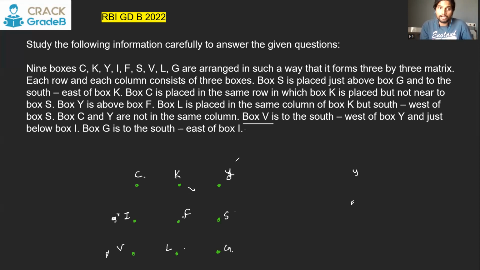Y is above F, fine. L is in the same column as K, but southwest of S. Southwest of S, yes. C and Y are not in the same column, they are in the same row. B is to the southwest of Y, yes. And just below I, yes. And G is to the southeast of I. G is southeast of I, yes. So everything is falling into place. That means this is the position. Let's answer the questions based on this now.